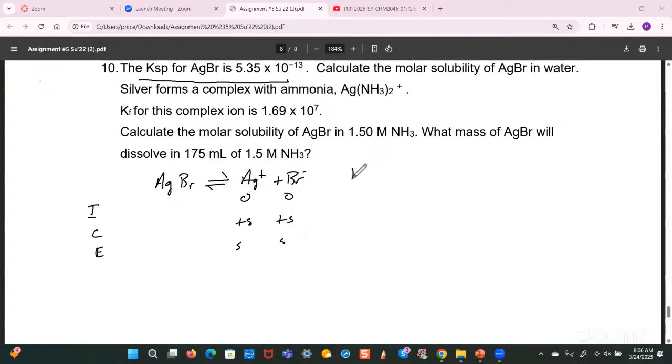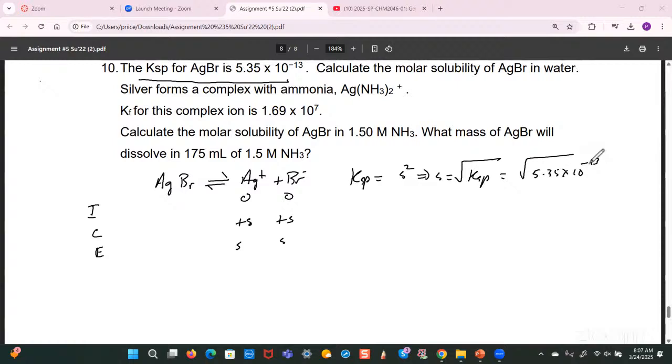So therefore, Ksp would be equal to S squared, which means that S would be equal to the square root of the Ksp, which would be equal to the square root of 5.35 times 10 to the minus 13. So let me get my calculator out. And please, as I always say, check to make sure I'm doing the right thing, because of course I'm subject to error.